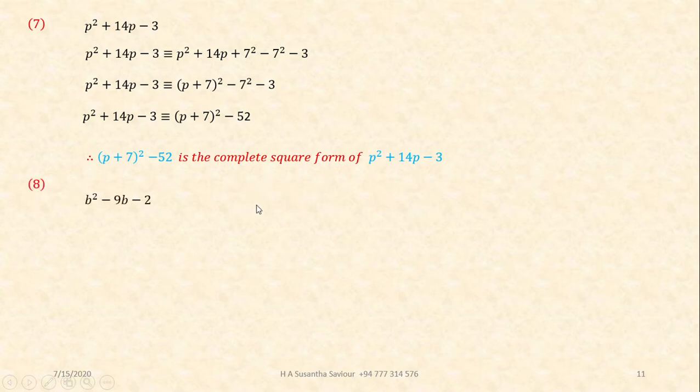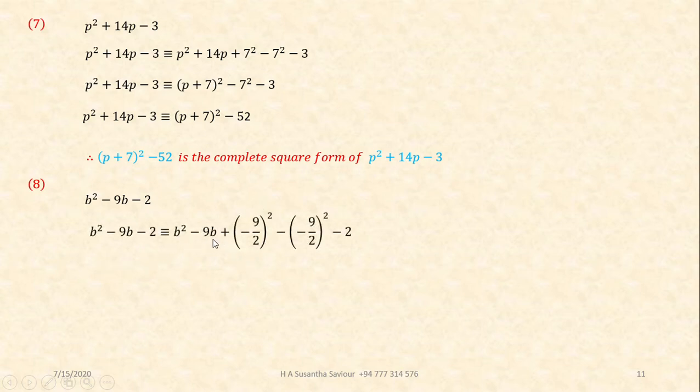There are quite a few examples I am discussing here. And look at this, b squared minus 9b minus 2. Here I have used different letterings, a, p, b, t, s, all these things, just to give you an impression that anything could be used. Later on it will be converted only to x, but here you will understand anything could be used.